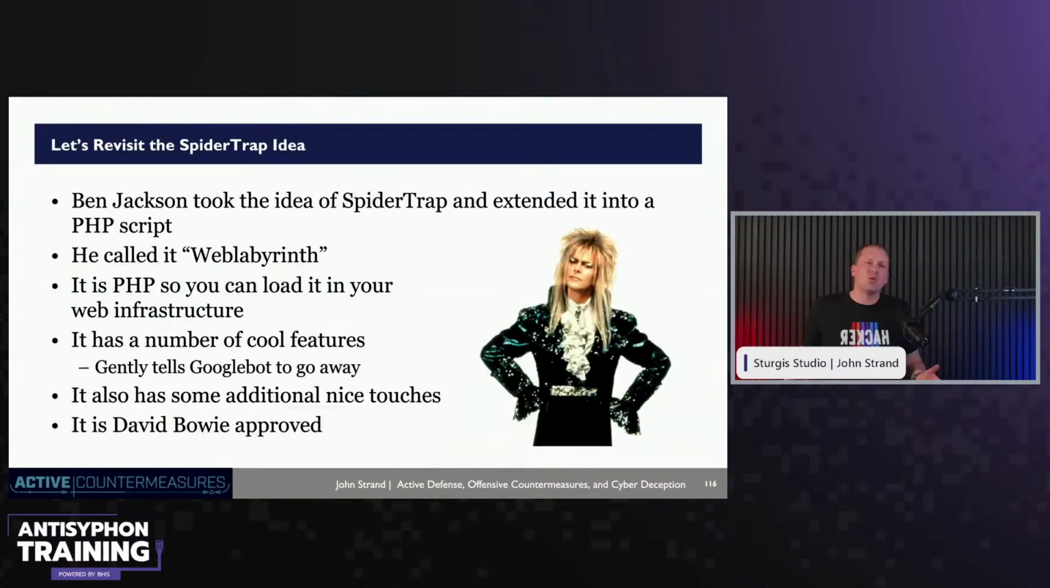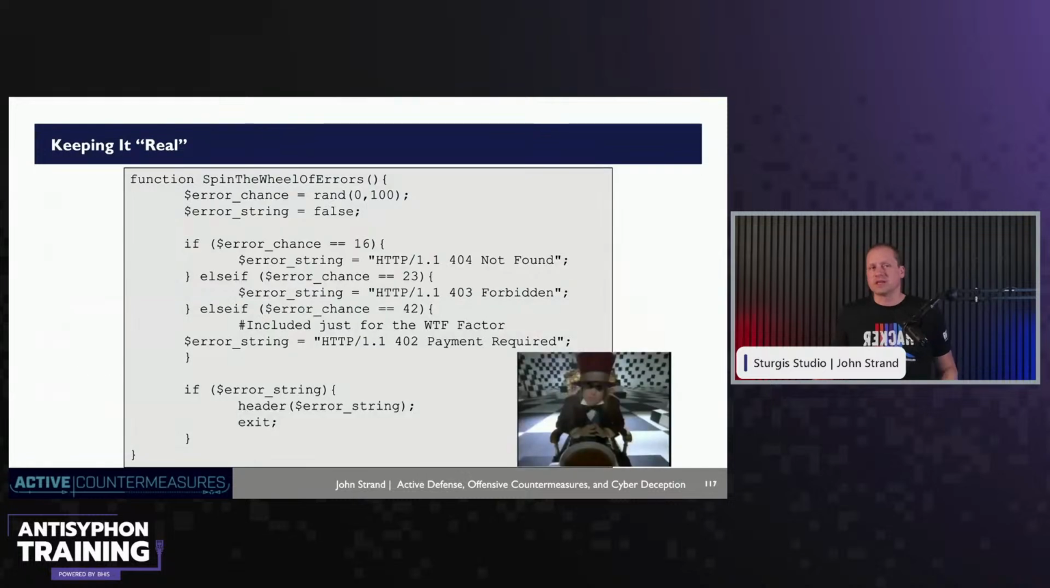There are also more evil web servers out there. Tons of options. And one of those options is a tool called Web Labyrinth, created by a gentleman by the name of Ben Jackson. He took that spider trap idea and really took it up a few notches. He came up with an instance that you can implement inside of a PHP implementation in your environment. One of the things it does, it tells Googlebot to go away, and has some other really nice touches. One of my favorites is the random wheel of errors.